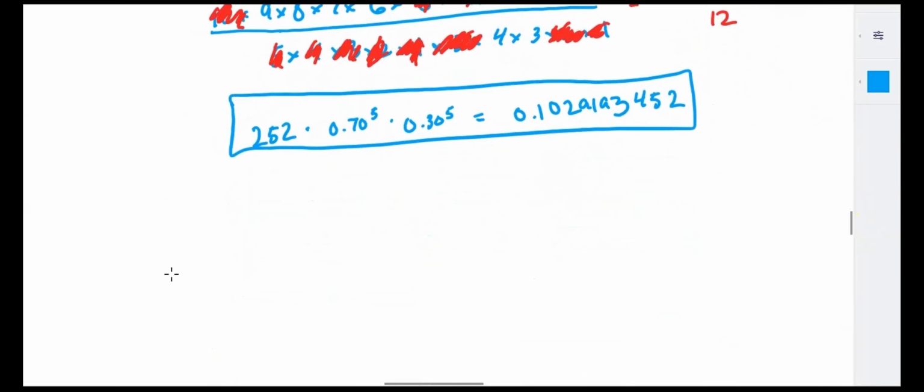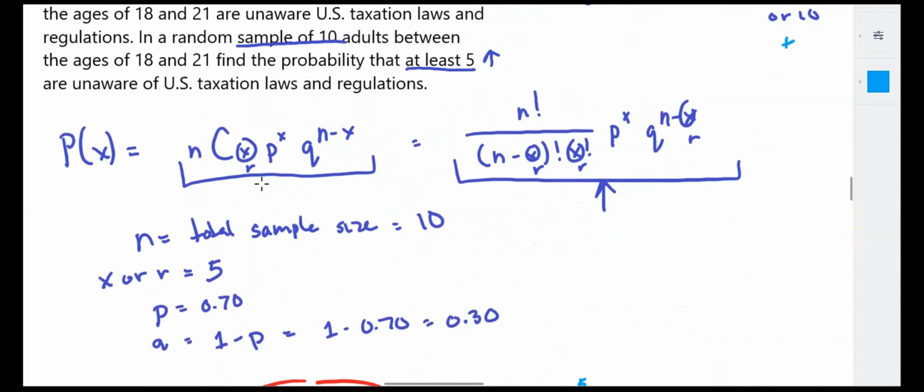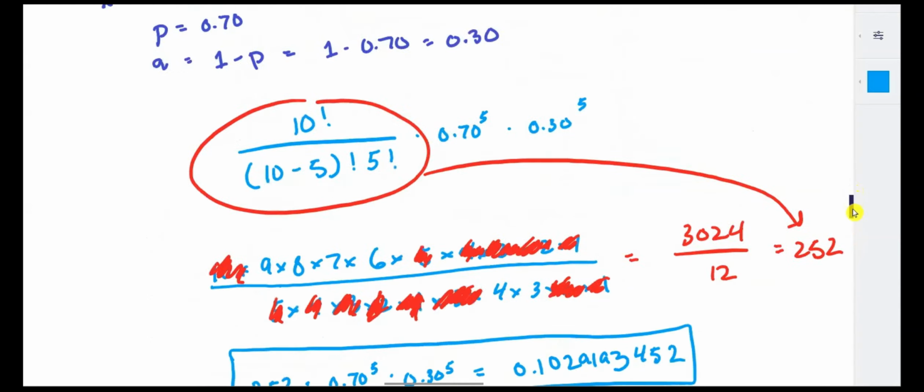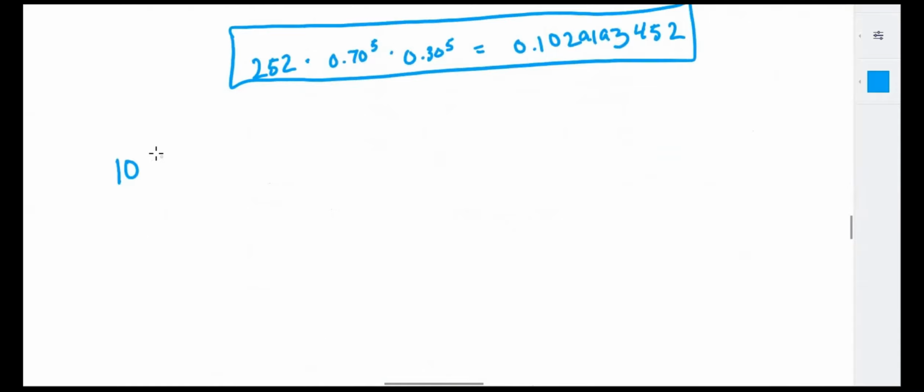So this was 5. Let's go and do if it were 6. So we would do 10. And I'm going to use this other format here. Remember, n is the total sample size, x or r, whatever you want to call it, is the amount you're pulling from the sample, and our probabilities, q and p, are going to stay the same this whole way. It's just going to be the x that's changing for each one. So 10, this time we're choosing 6. Probability is still 70%, but it's 6 this time. And then we have 30%, and it's 10 minus 6.